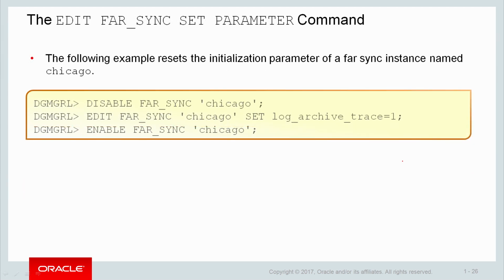Another example of edit fast sync set parameter here. Now we previously saw a reset parameter, but this is actually a set. So the following examples set the initialization parameter for a fast sync instance named Chicago, but here we're having to disable the fast sync, edit fast sync Chicago set log archive trace equals 1, and then re-enable the fast sync.